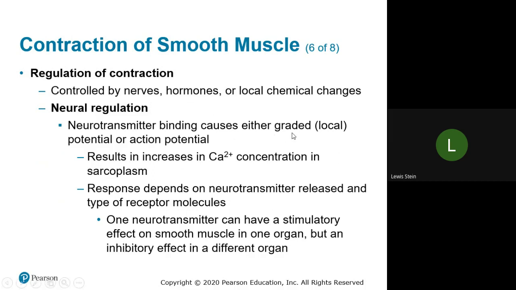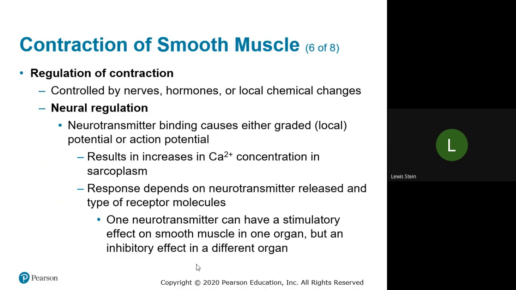Neurotransmitter binding causes local or action potentials, depending on what it is. Really, again, you have the same thing here. They're just characterized as graded potentials. Increased calcium concentration in the sarcoplasm, mostly by the extracellular means. Depends on neurotransmitter release and the type of receptor. So it depends on what organ it's attaching to. So you're going to see that really closely when we get to autonomic. And really the critical player in this, and we talked about this earlier in MCAT, is an EpiPen.